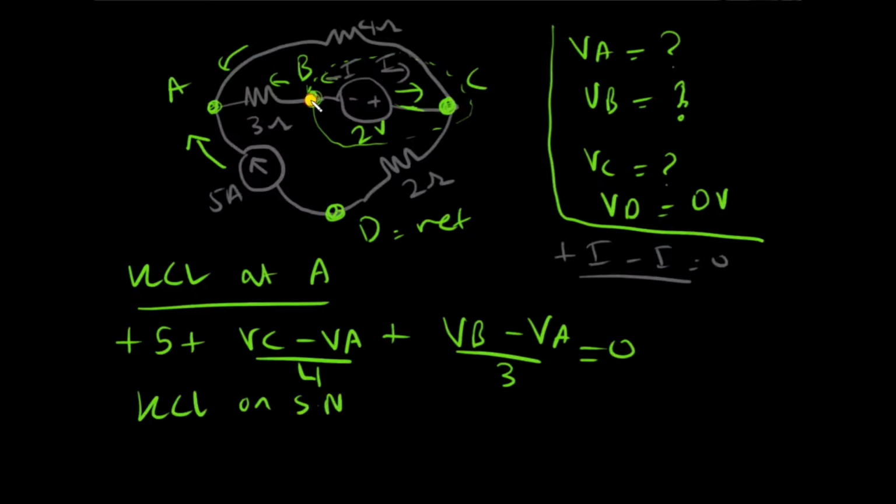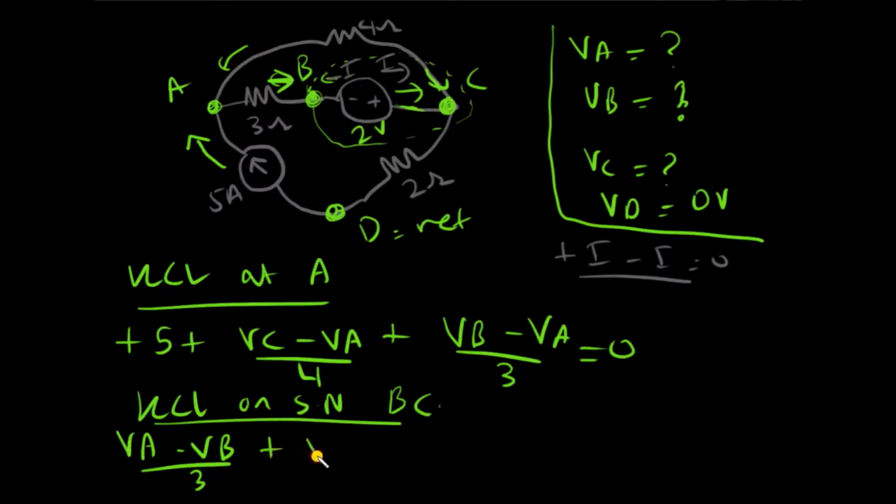We'll call it supernode BC because it combines the nodes B and C, and we'll write the KCL now to see how it works. There is this one current coming from node A, so I write (VA minus VB) divided by 3, and then there is this one current coming to C, coming from VA, so (VA minus VC) divided by 4, and then there is this last branch here, which is coming from VD, so (VD minus VC) divided by 2, and this is equal to 0.